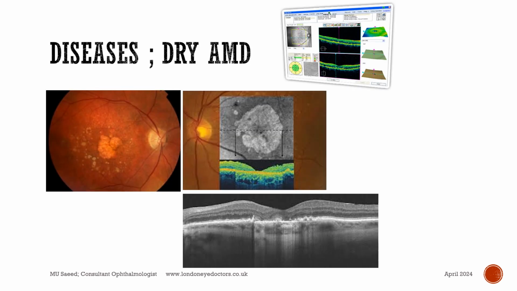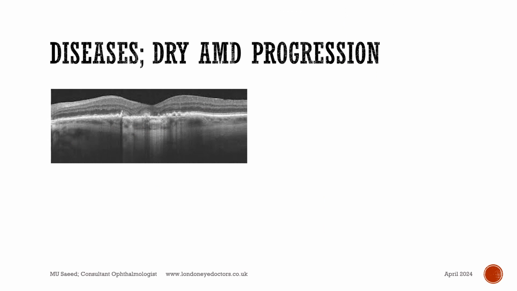A macular OCT scan is also very helpful in identifying dry macular degeneration, measuring dry macular degeneration, and more importantly, excluding wet macular degeneration. Progression of dry macular degeneration can be monitored.